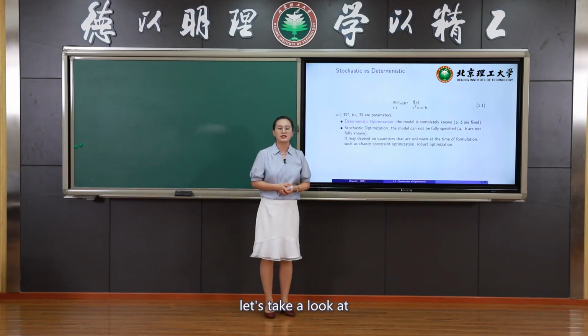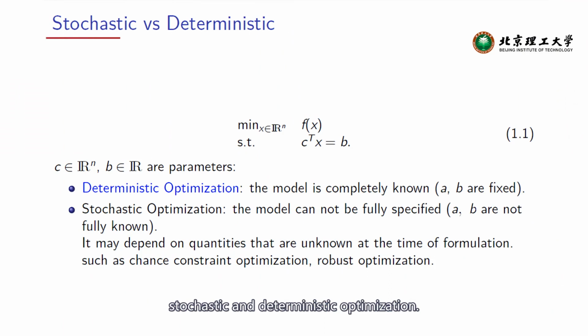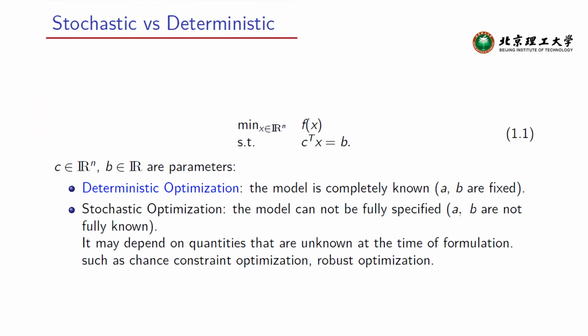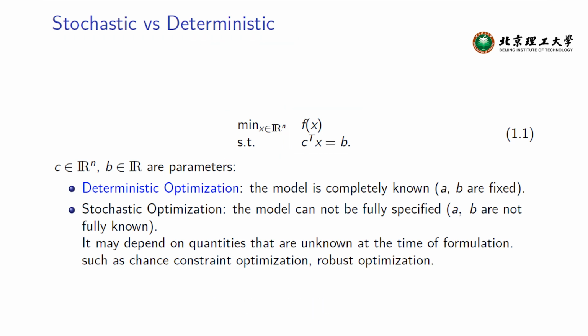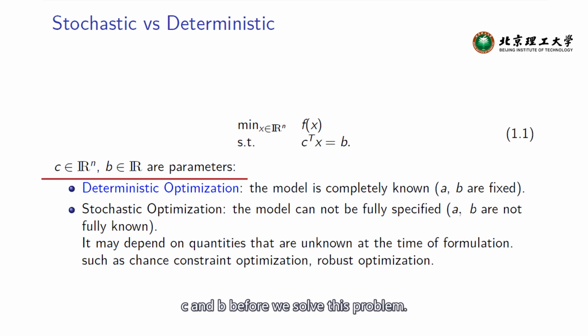Now, let's take a look at stochastic and deterministic optimization. First, let's take a look at this optimization problem. So we got an objective, and also we got decision variables in n-dimensional space. Finally, we got some restrictions, which is an equality constraint. So to find this x, this vector c and b are parameters of this model. In other words, we need to know c and b before we solve this problem.